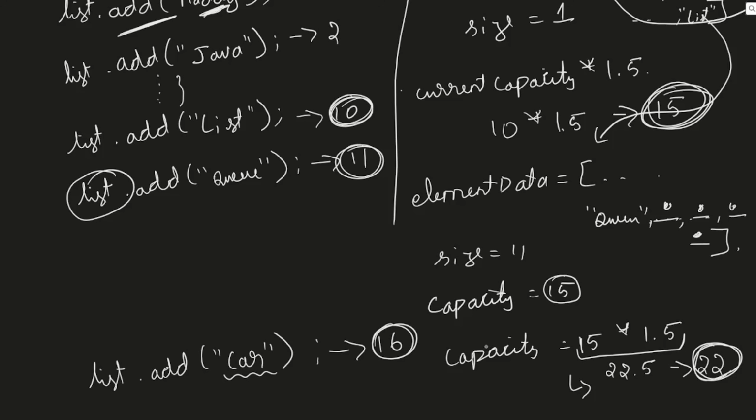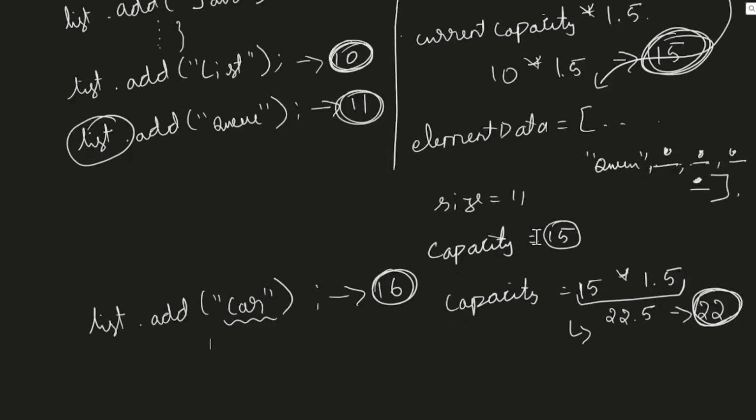Now we have understood how ArrayList works. Let us see the time complexity of a few important methods of ArrayList now. The first method is add. Add is nothing but, as the name itself suggests, inserting a new element into an array. That's it. We have two cases here.